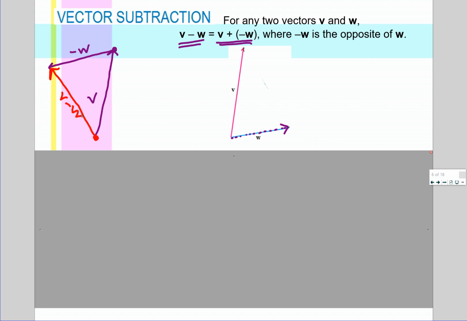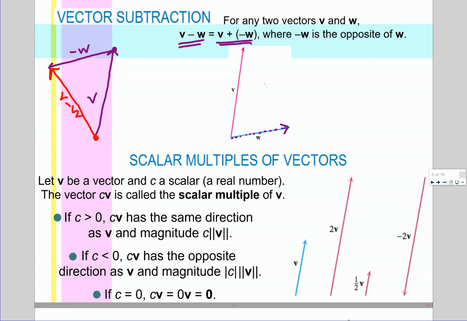Okay. So that's what we're doing when we're finding a resultant. My answer is a new force and a new direction that we're creating when two things are added together. We can also do scalar multiples of vectors. Think about this as like a dilation. You guys did that in geometry. We're just stretching and shrinking.